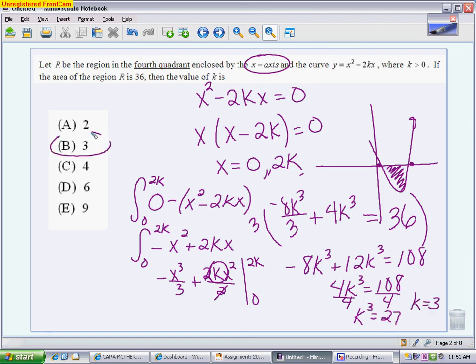And that is your answer. A little faster than if you actually would have just one at a time put those numbers in for k, integrated, found your boundaries, integrated, and then checked to see which one gave you an area of 36.